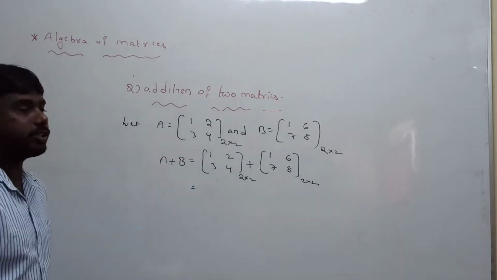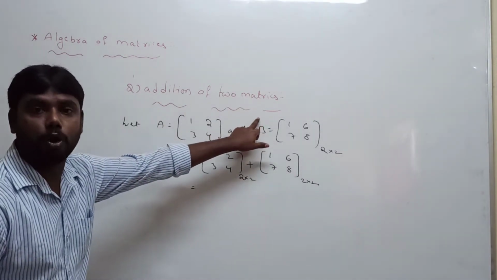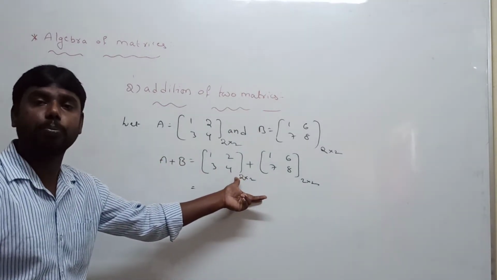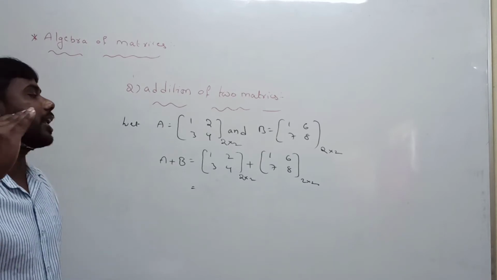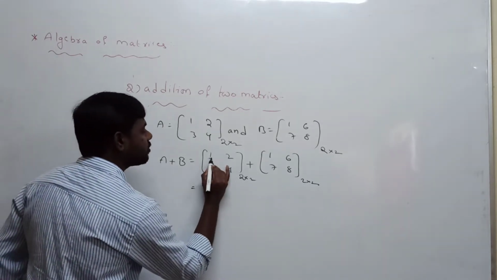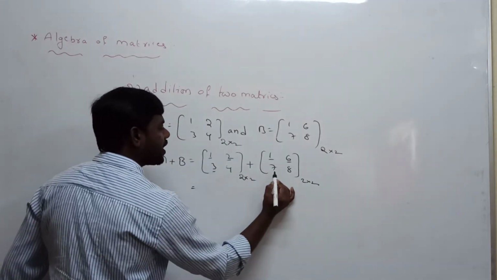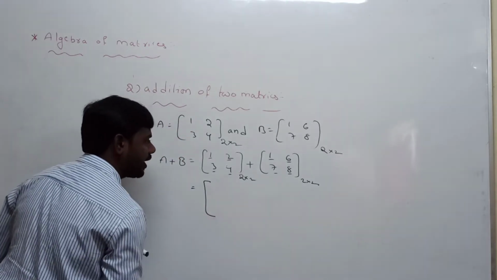So next, what is the condition? Let A and B be of the same order, then the sum of the two matrices is also of the same order. It is obtained by adding the corresponding elements. Adding corresponding elements means first place plus first place, second place plus second place, third place plus third place, fourth place plus fourth place. Position corresponding elements.